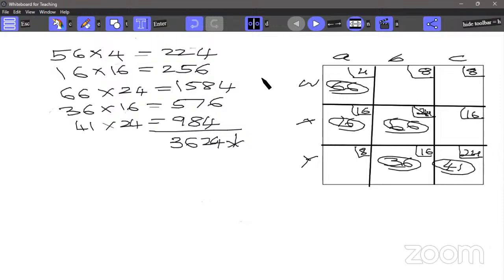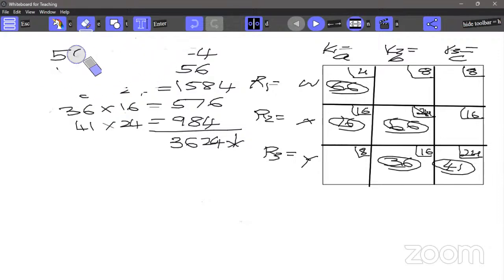So we have to find out the index numbers. So I will call the index number for row 1 as R1, R2, R3, then K1, K2, and K3. For columns, we call it as K, and rows, we call it as R. Okay, R1, R2, R3. So now erase this, please.